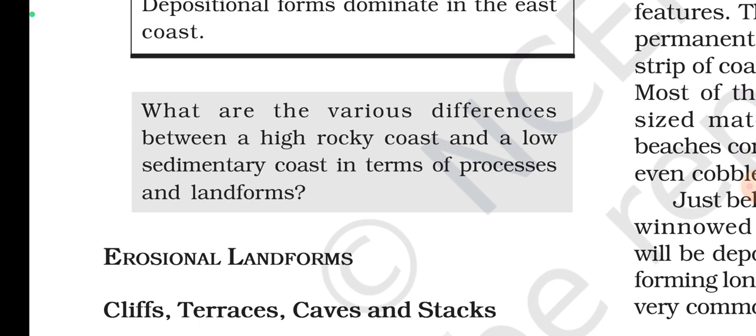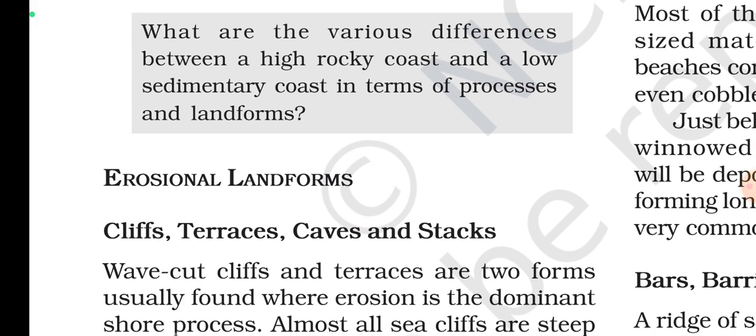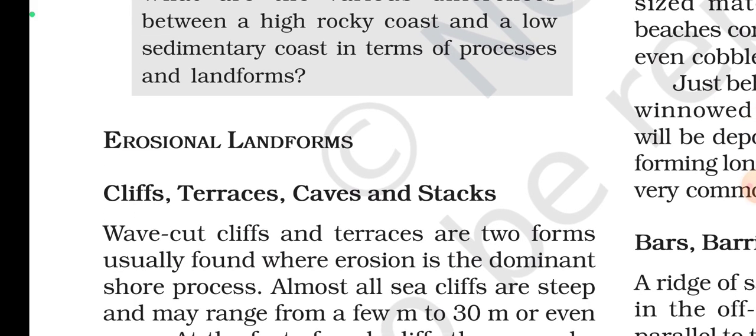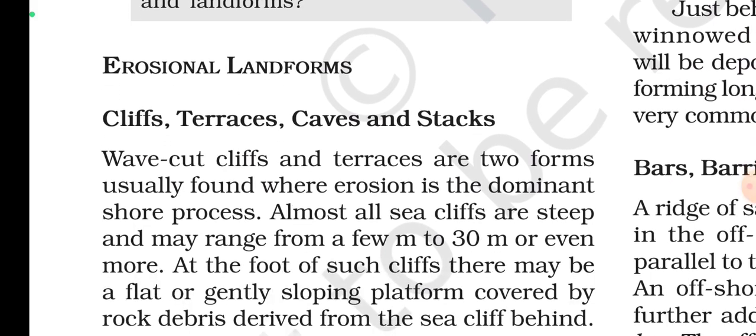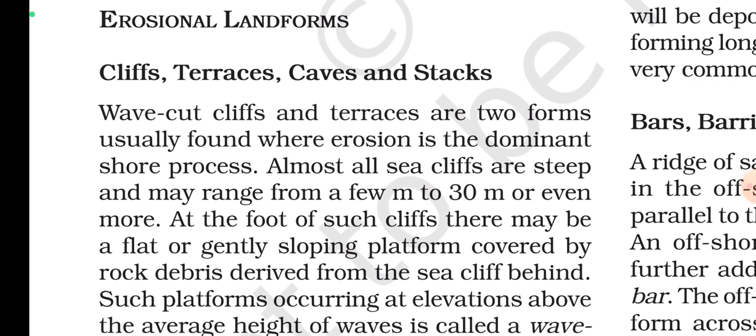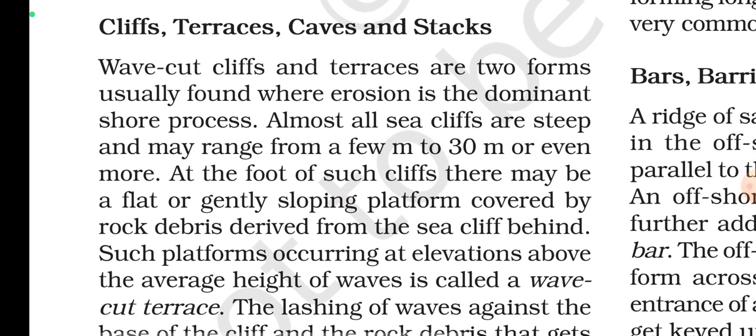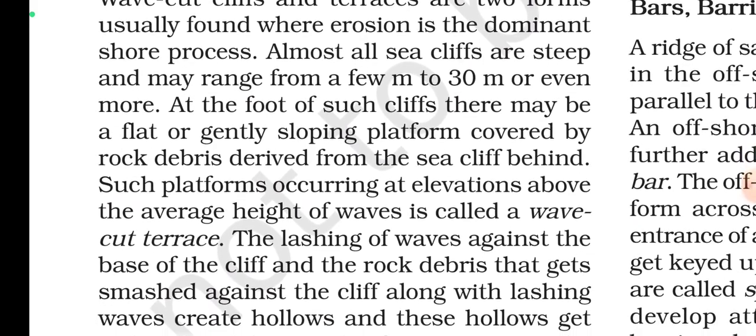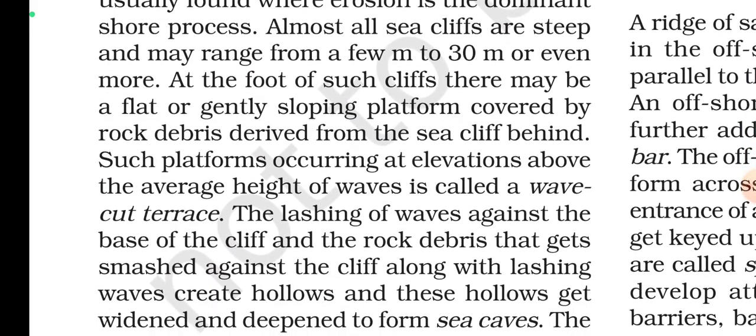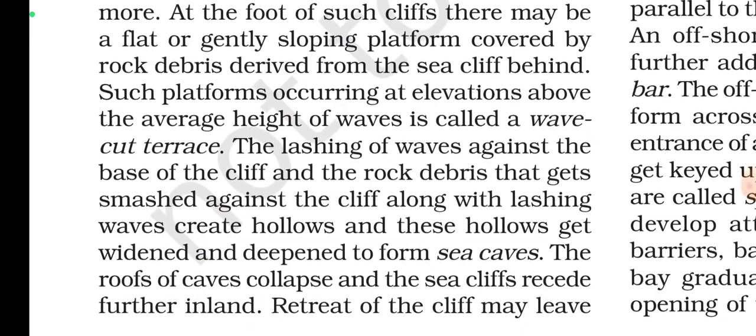What are the various differences between a high rocky coast and a low sedimentary coast in terms of processes and landforms? Erosional landforms: cliffs, terraces, caves, and stacks. Wave-cut cliffs and terraces are two forms usually found where erosion is the dominant process. Almost all sea cliffs are steep and may range from a few meters to 30 meters or even more. At the foot of such cliffs there may be a flat or gently sloping platform covered by rock debris derived from the sea cliff behind.